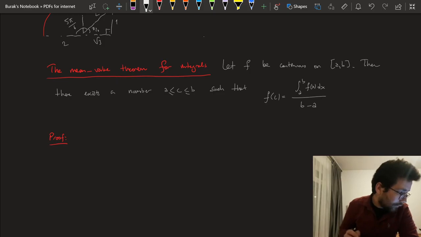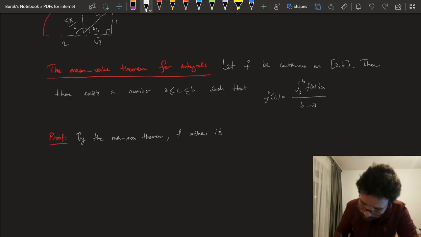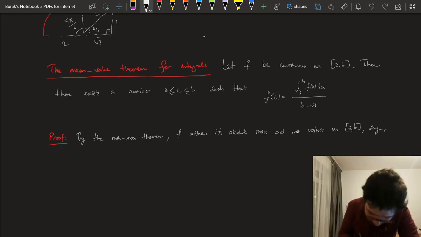So, by the min-max theorem, f attains its absolute maximum and minimum values on [a, b], say big M and little m respectively.